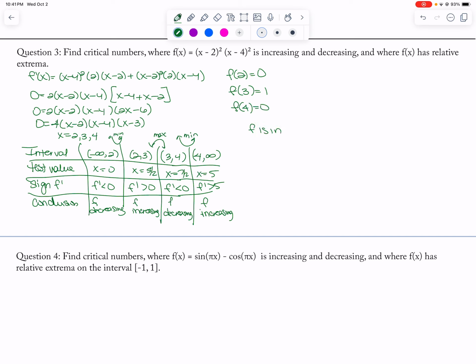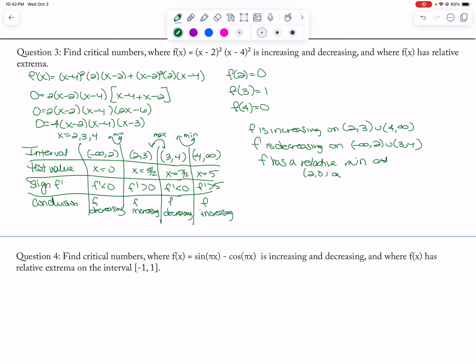So f is increasing on the interval from 2 to 3, union 4 to infinity. F is decreasing on negative infinity to 2, union 3 to 4. F has a relative minimum at 2, 0. Oh my goodness. And 4, 0. And then f has a relative max at 3, 1.